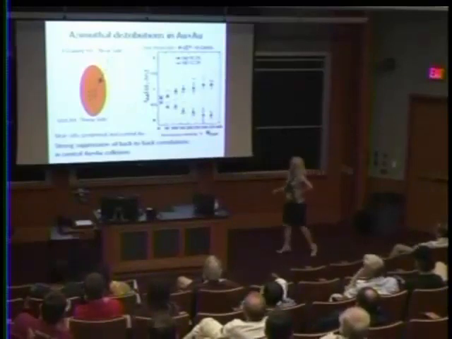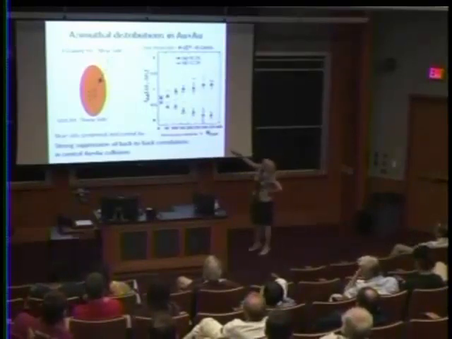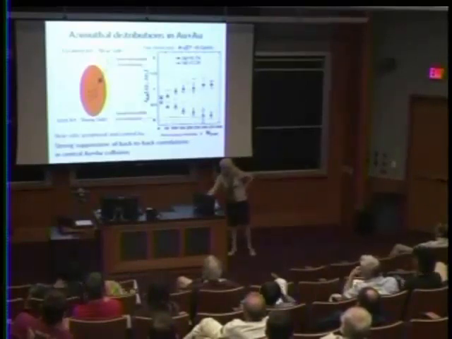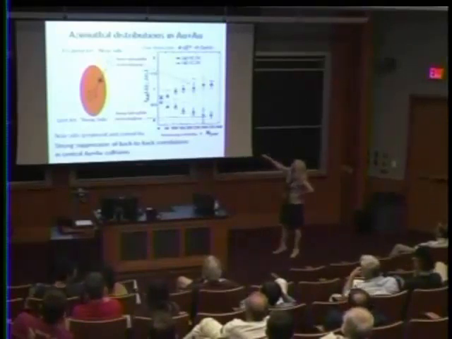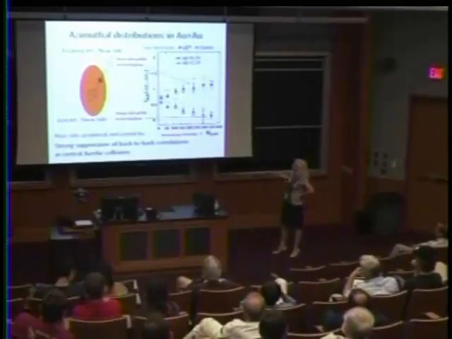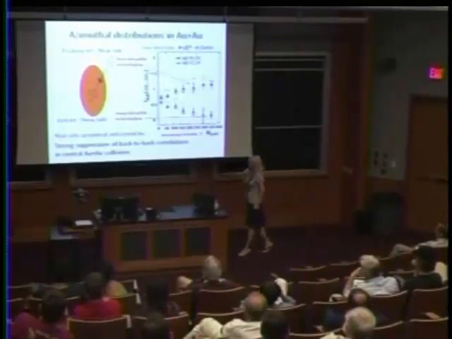So to quantify that as a function of centrality, so again, from peripheral collisions to head-on collisions, we look at the ratio of these yields of particles in these cones for a given momentum in gold-gold to proton-proton. And here you see the near side yield is approximately 1, not suppressed. And on the away side, you see the suppression that grows with centrality.